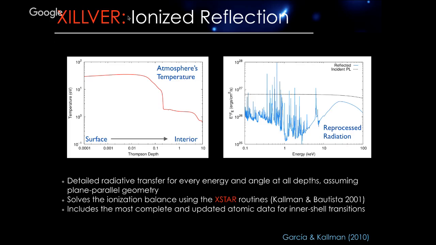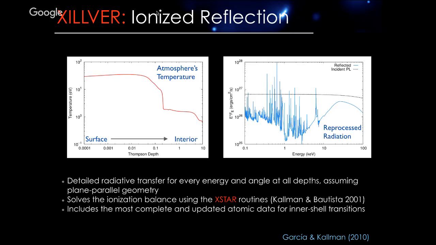So you need atomic quantities for all astrophysically relevant ions for as many lines as possible, but that makes the calculations quite CPU intensive. So we've done this. This is just an example of one calculation where we solve for the ionization structure of a gas that is illuminated with X-rays. We see the changes in temperature, and then we see what reflection spectrum comes back.